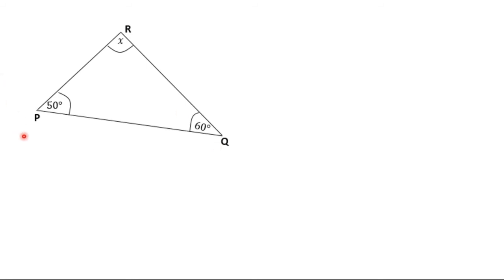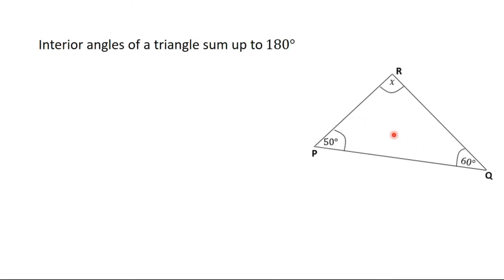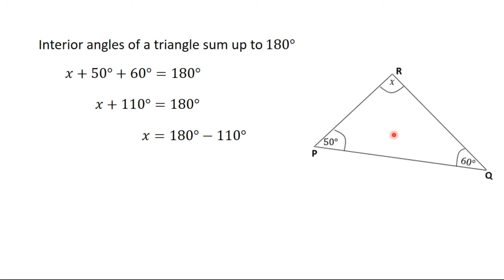Let's consider our last question in this video. So we have triangle PQR. The interior angle here is 50 degrees, the interior angle here is 60 degrees, and you have been given here to be X. So you are supposed to find the value of X. So straight away from here, we have been given all the interior angles, so we can add them and equate it to 180 degrees, because we know that the interior angles of a triangle sum up to 180 degrees. So X plus 50 degrees plus 60 degrees will give us 180 degrees. This will give us X plus 110 degrees to be equal to 180 degrees. So X will be 180 degrees minus 110 degrees, which will be 70 degrees.